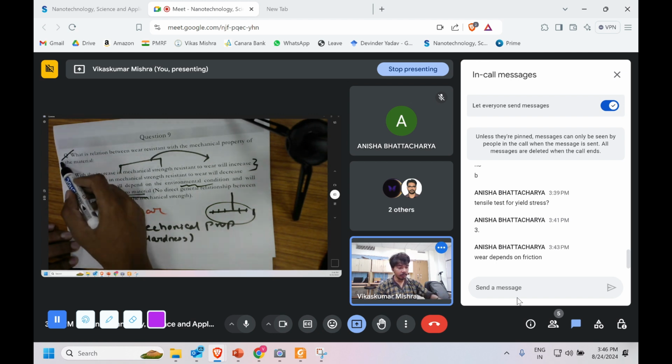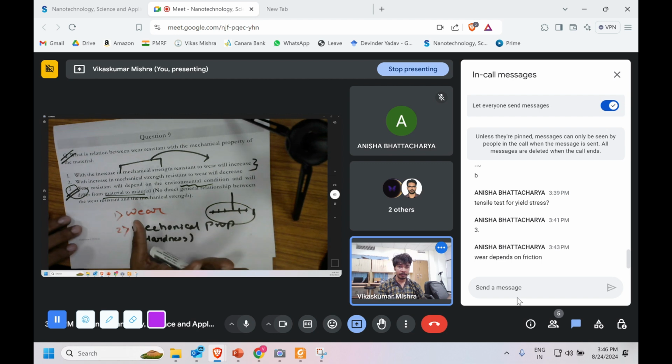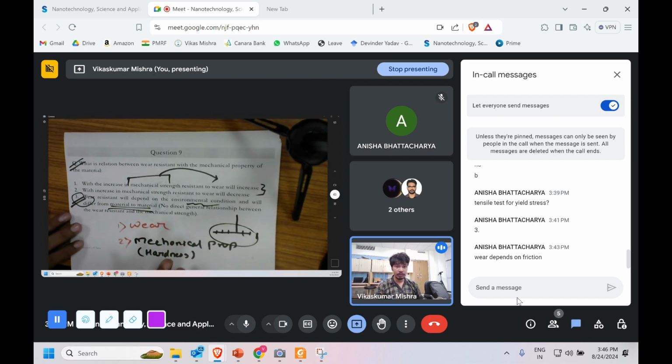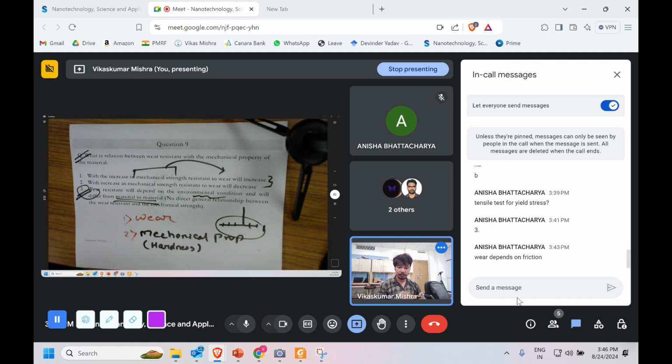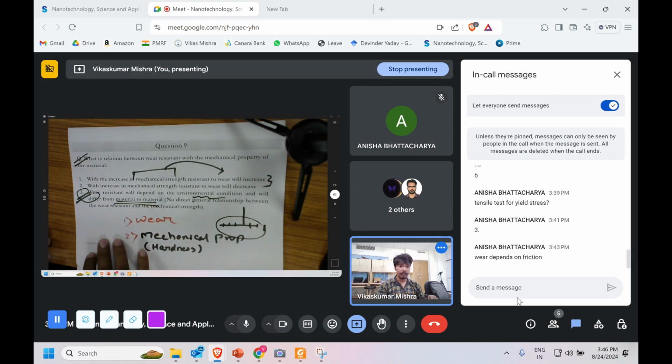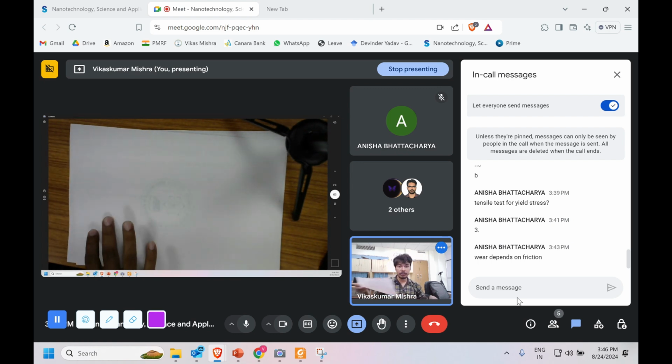So with that, for this question we can conclude that option C is the correct answer. There is no direct relation between the wear and the mechanical strength. So if there is any doubt in this question, question number 9, please let me know. Okay, since there is none, let's move to the next question, question number 10.